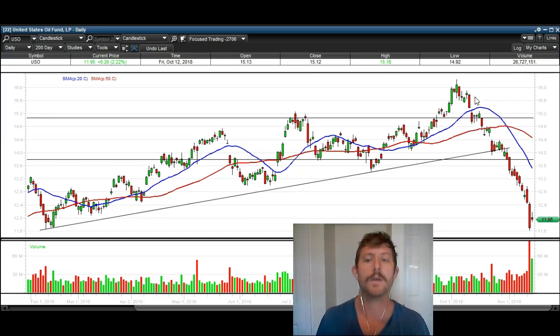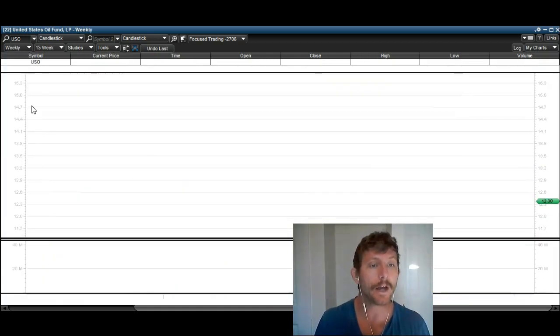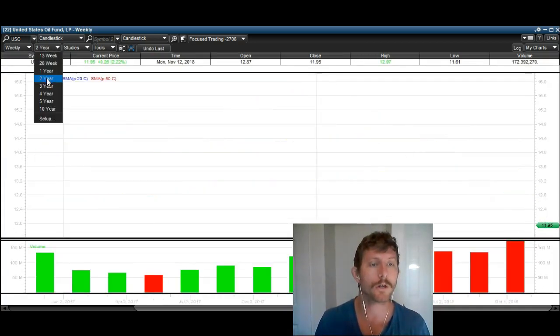So false breakout, trend line break. That's why we called for lower prices here, and it went well into our target. Well into our target. And now I want to point out a potential level of support where we could get some bounces. For that, I'm going to touch on the weekly chart.